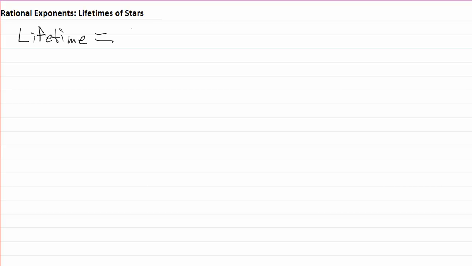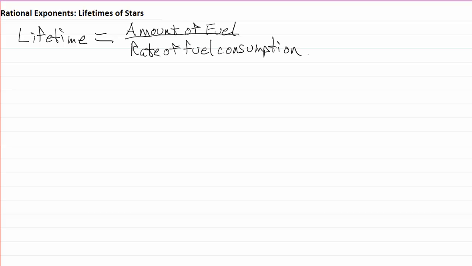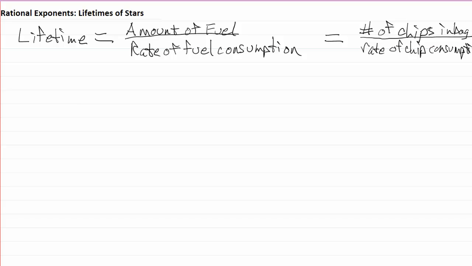The lifetime of a star is going to equal how much fuel it has divided by the rate of fuel consumption. An analogy to this would be the lifetime of a bag of tortilla chips. In that case, what we would have is the number of chips in the bag divided by the rate of chip consumption. If you're the kind of person who can discipline yourself and manage to eat only 2 or 3 chips at a time, your tortilla chip bag is going to last a long time.